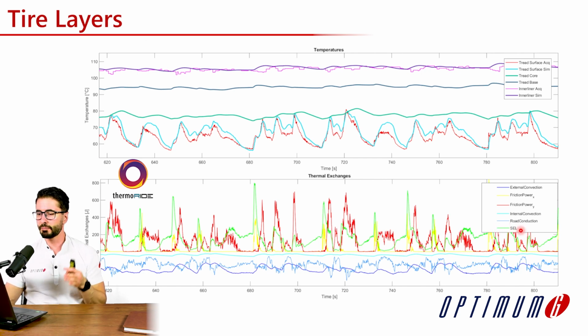Besides that, we can see that the most important parameter when dissipating the energy, now on the negative side of this plot, is, for example, the external convection with the external air, followed by the conduction with the road, and then the internal air convection. Okay, so we discussed how temperature influences the tire behavior, how the temperature is generated, and now we'll do together an analysis of tire temperature data.